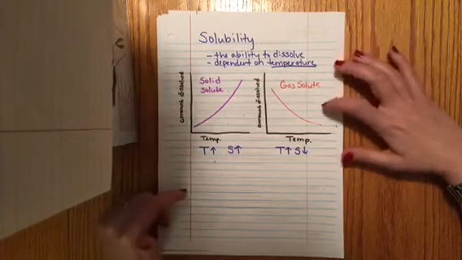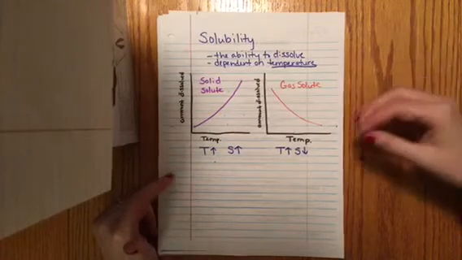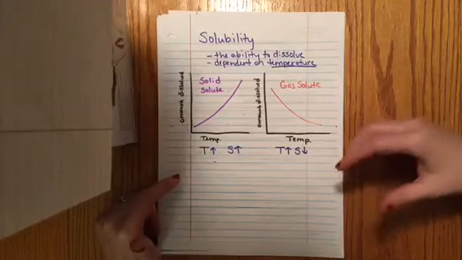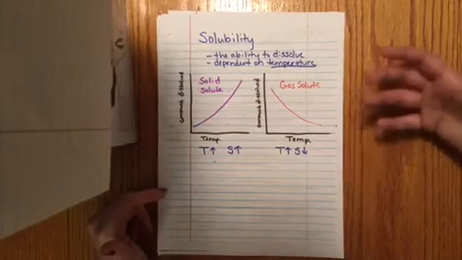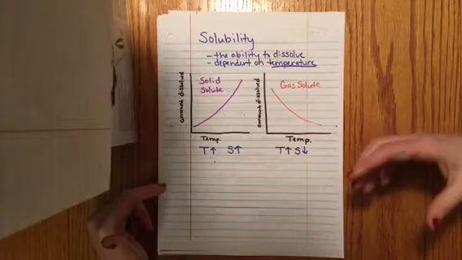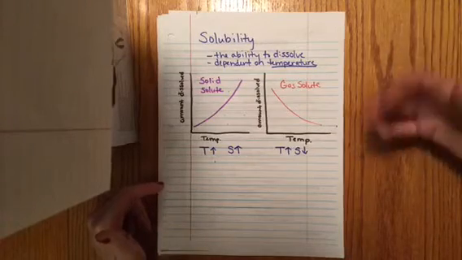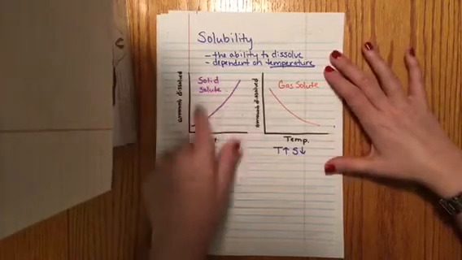The same thing is true if you take a can of soda that's got the gas dissolved inside of it and you leave it in the refrigerator, it'll stay fresh or carbonated longer than if you leave it out on a warm day. The hotter it is, the more flat it's going to become. But we're going to look at that in terms of graphs.